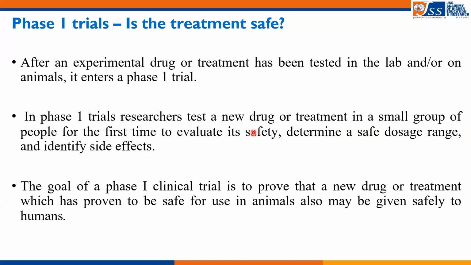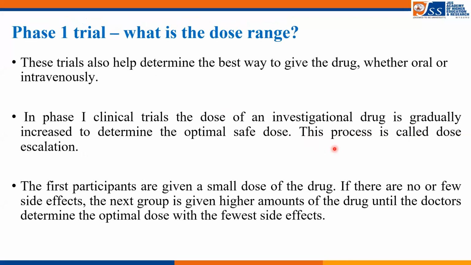The goal of this phase is to prove that the new drug or the treatment which was proven to be safe in the use of animals may also be given to humans without much problems associated with it. So what is a dose range? What we do in this is, the phase 1 trials will help to determine the best way to give the drug, whether we can administer the drug by oral route or by intravenous administration.